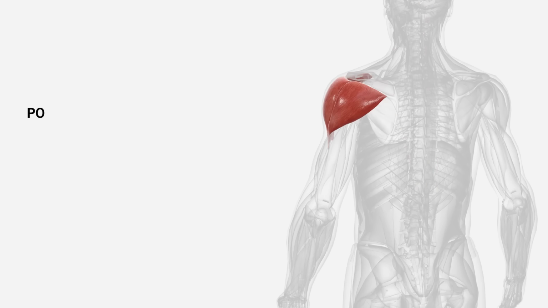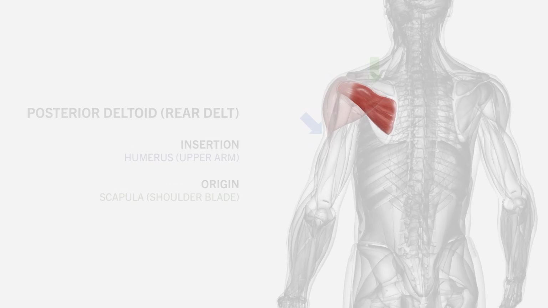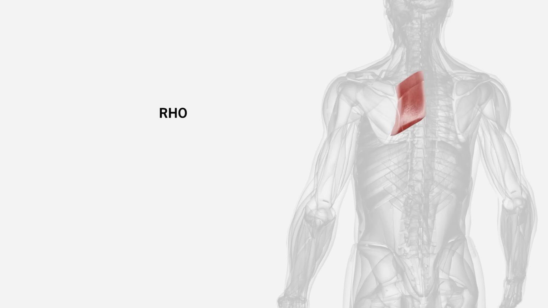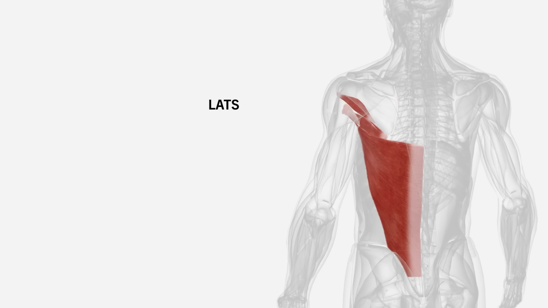The posterior deltoid, or rear delts for short, inserts on the humerus or upper arm bone, and it originates on the scapula. Like the rear delts, the infraspinatus also inserts on the humerus and originates on the scapula. And the last upper back muscle, the rhomboids, inserts on the scapula and originates on the spine. Next, let's look at the lats.